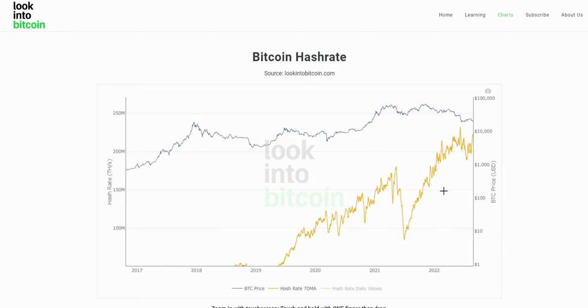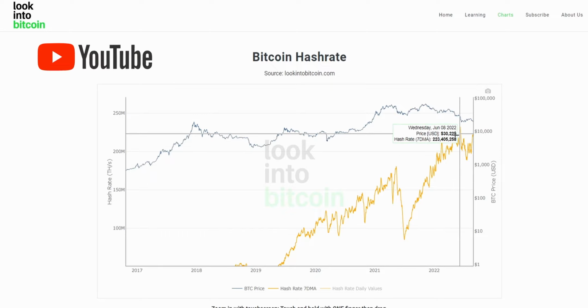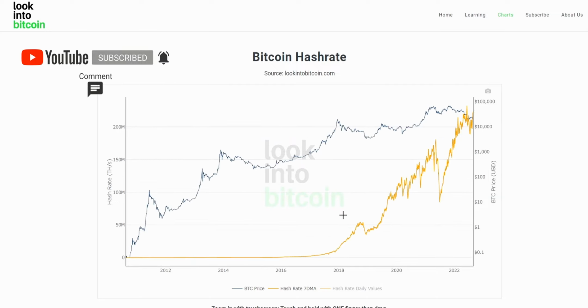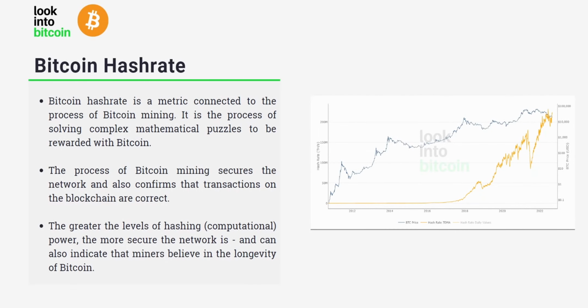So if the hash rate is increasing, it shows us that miners are potentially ignoring current price action and are confident in the longevity and the bullish nature of the asset class and are expecting a large price increase in the future. So just to summarize, Bitcoin hash rate is a metric connected to the process of Bitcoin mining, which is the process of solving complex mathematical puzzles to be rewarded with BTC.